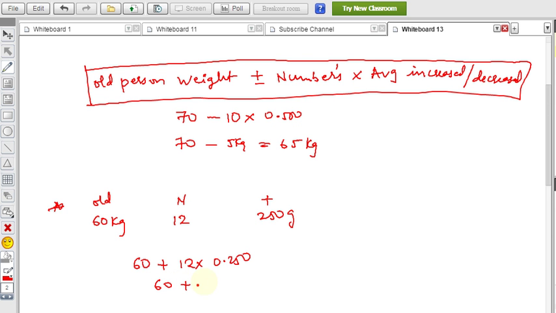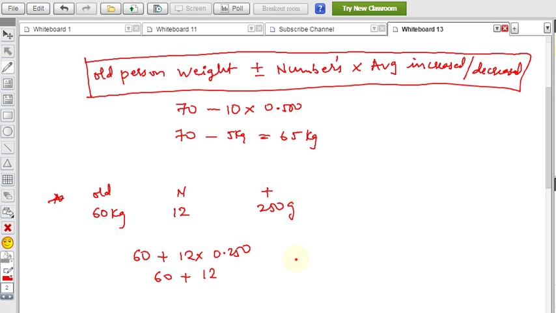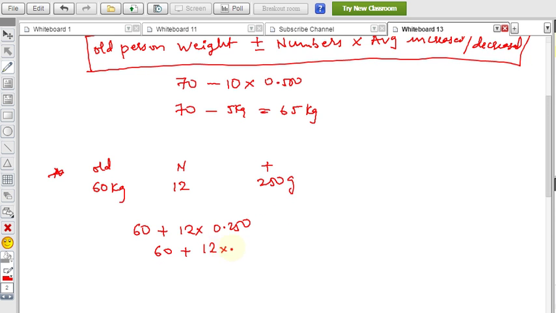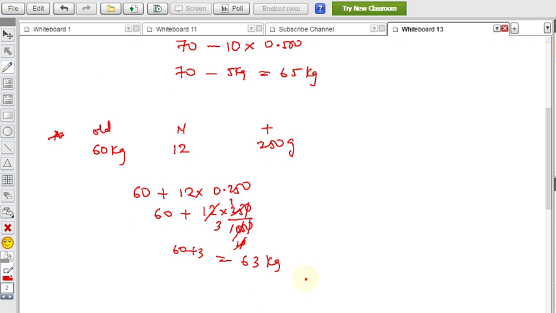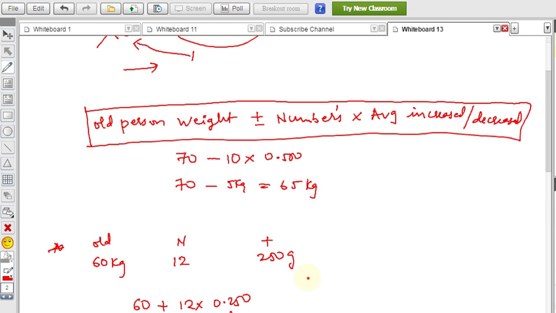60 plus 12 into 0.250, so 250 by 1000. 12 into 0.25 is 3, so 60 plus 3, 63 kg is the new one. So the one who joined is 63 kg. The weight should be more, then only the average will be increased. In the previous problem, the new one is 65 kg, which is lower, because the average is decreased.